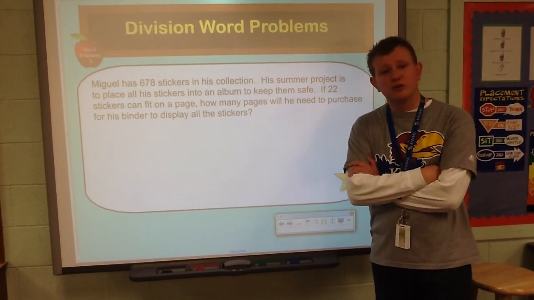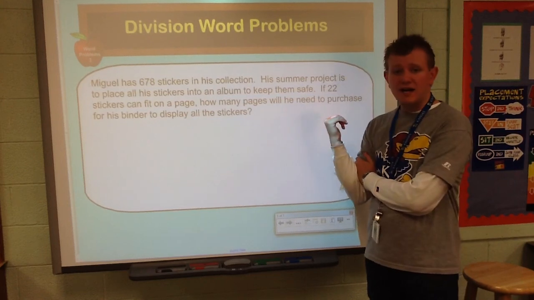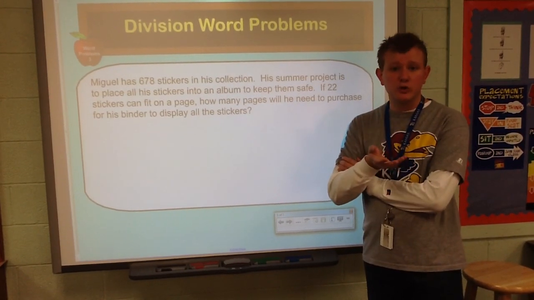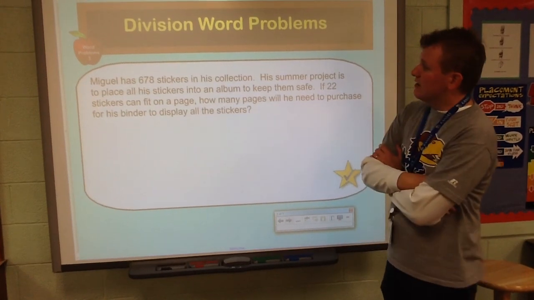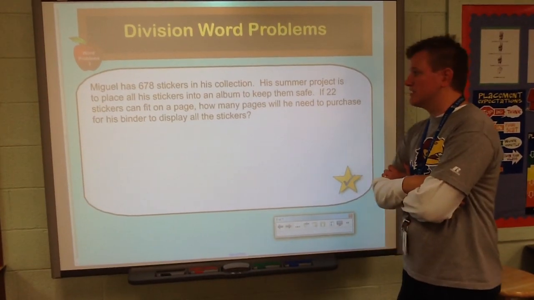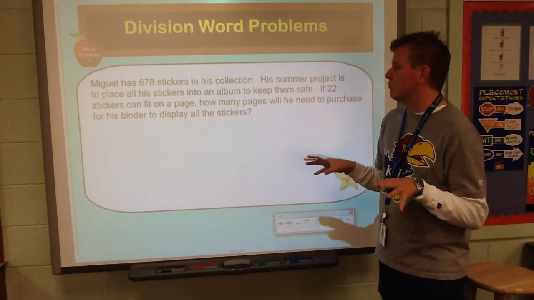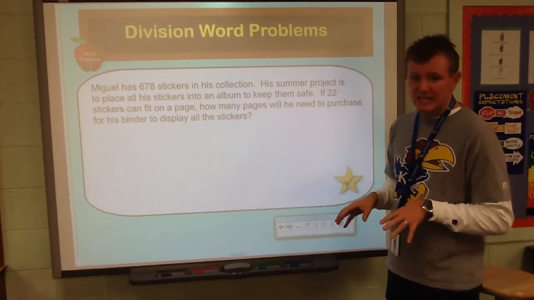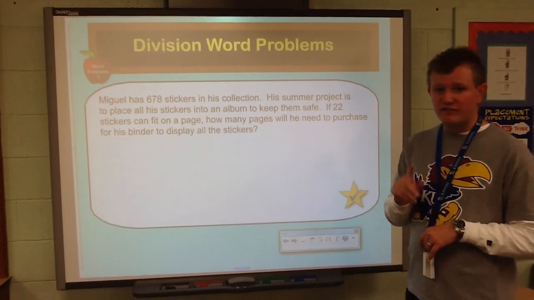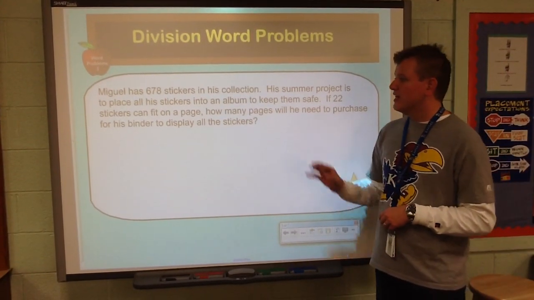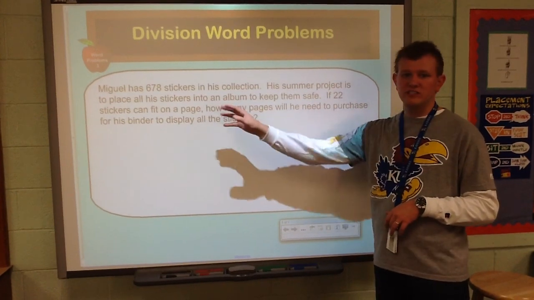It's a tough one. We're going to do it in class tomorrow. So if you need to pause it on this page, or if you need to rewind it and listen to the problem a couple of times, do it, all right? Miguel had 678 stickers in his collection. His summer project is to place all of his stickers into an album to keep them safe. If 22 stickers can fit on one page, how many pages will he need to purchase for his binder to display all of the stickers?